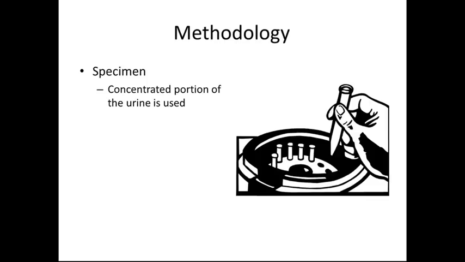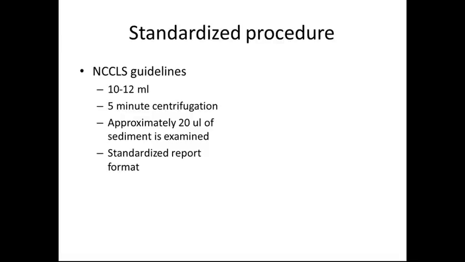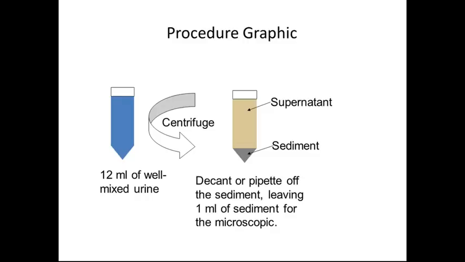So, methodology: we are testing the concentrated portion of the urine. It is a standardized procedure, and we use NCCLS guidelines, which include, in the exam, 10 to 12 milliliters of urine, a 5-minute centrifuge, approximately 20 microliters of sediment examined, and a standardized report format. So we pour into a tube 12 milliliters of well-mixed urine and then centrifuge for 5 minutes. Then we get the supernatant and the sediment. We would then decant off or pipette off the supernatant and leave the sediment in the bottom, which usually is about 1 milliliter.